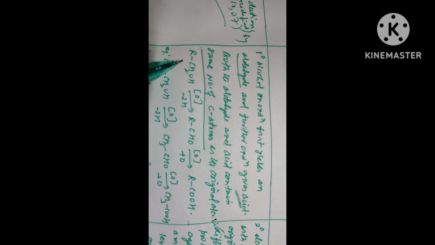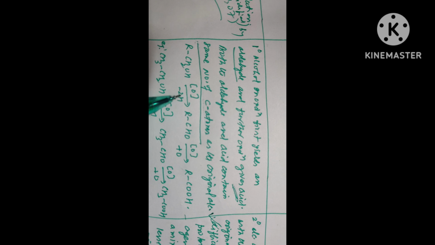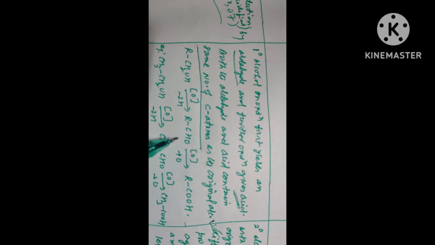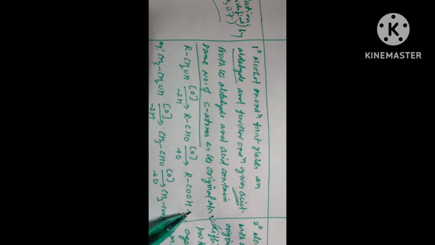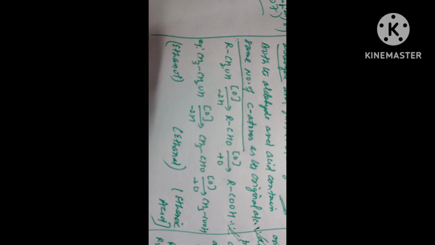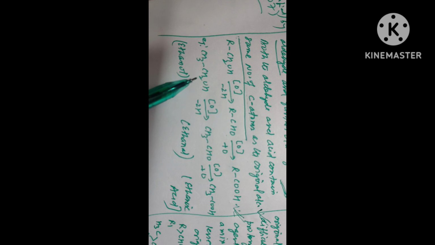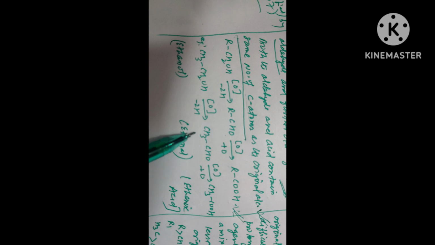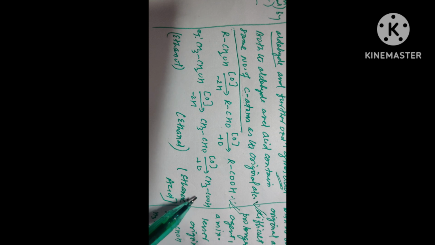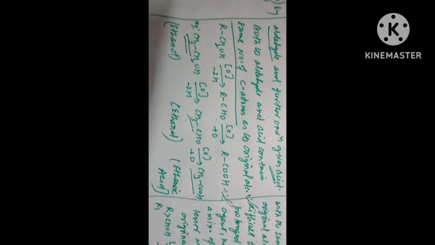By the example, RCH2OH on oxidation, minus 2H, gives RCHO, that is aldehyde, and with further oxidation it gives an acid with the same number of carbon as in the alcohol. For example, CH3CH2OH on oxidation, minus 2H, gives CH3CHO, that is ethanal. With further oxidation it gives ethanoic acid, CH3COOH. Here the number of carbon is the same as in the alcohol.